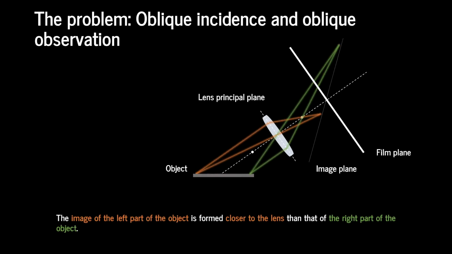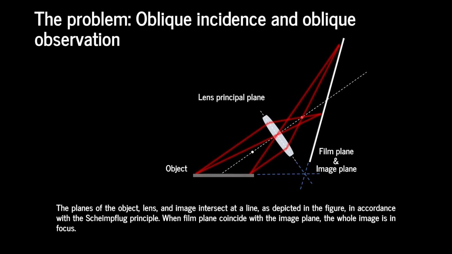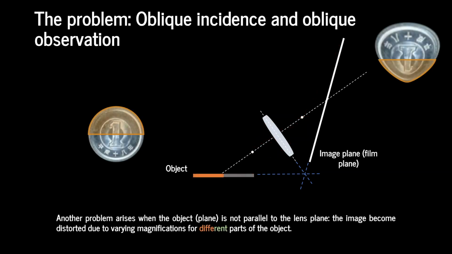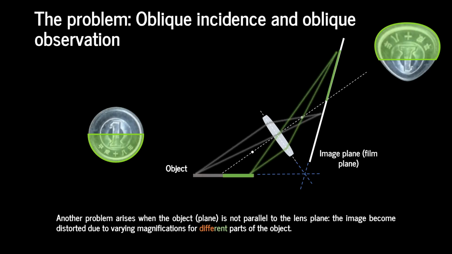The image of the left part of the object is formed closer to the lens than that of the right part of the object. The planes of the object, lens, and image intersect at a line, as depicted in the figure, in accordance with the Scheimpflug principle. When the film plane coincides with the image plane, the whole image is in focus. Another problem arises when the object plane is not parallel to the lens plane. The image becomes distorted due to varying magnifications for different parts of the object.